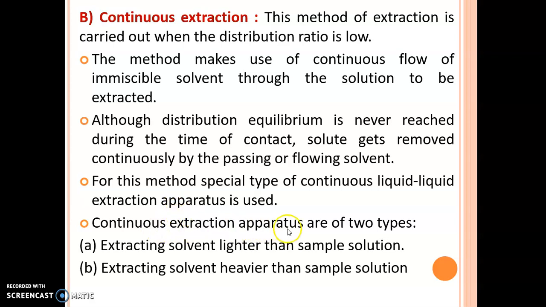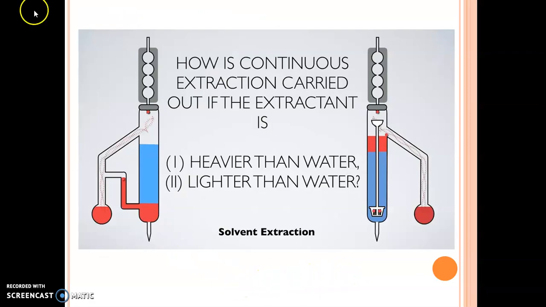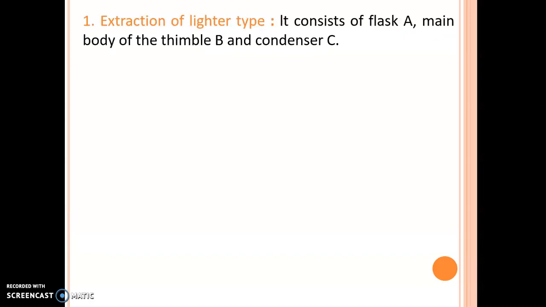Continuous extraction apparatus are of two types: extracting solvent lighter than sample solution and extracting solvent heavier than sample solution. So here you can see two types of apparatus are used for this continuous extraction method. Okay, so first one is heavier than water and second one is lighter than water. Okay, so let us see the principle behind this continuous extraction method. So first type, extraction of lighter type.